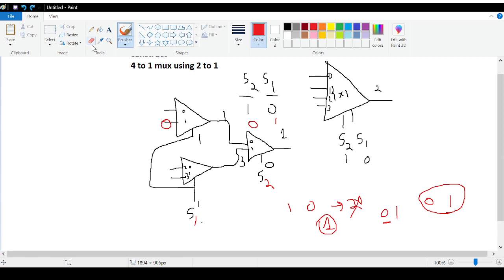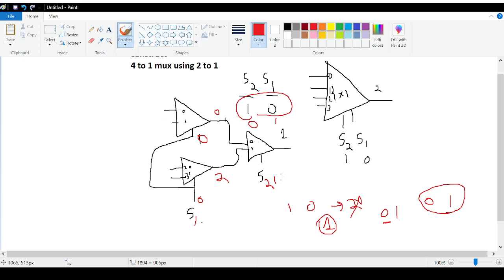Okay, now let's change our input. Say I want 2 to be selected. Then I need to pass 1, 0. I need to pass 1 through S2 and 0 through S1. Now let's see, if I pass 0 through this part for the first section, which input will be chosen? Line number 0 will be chosen. And if I pass 0 from here, line number 2 is going to be chosen.